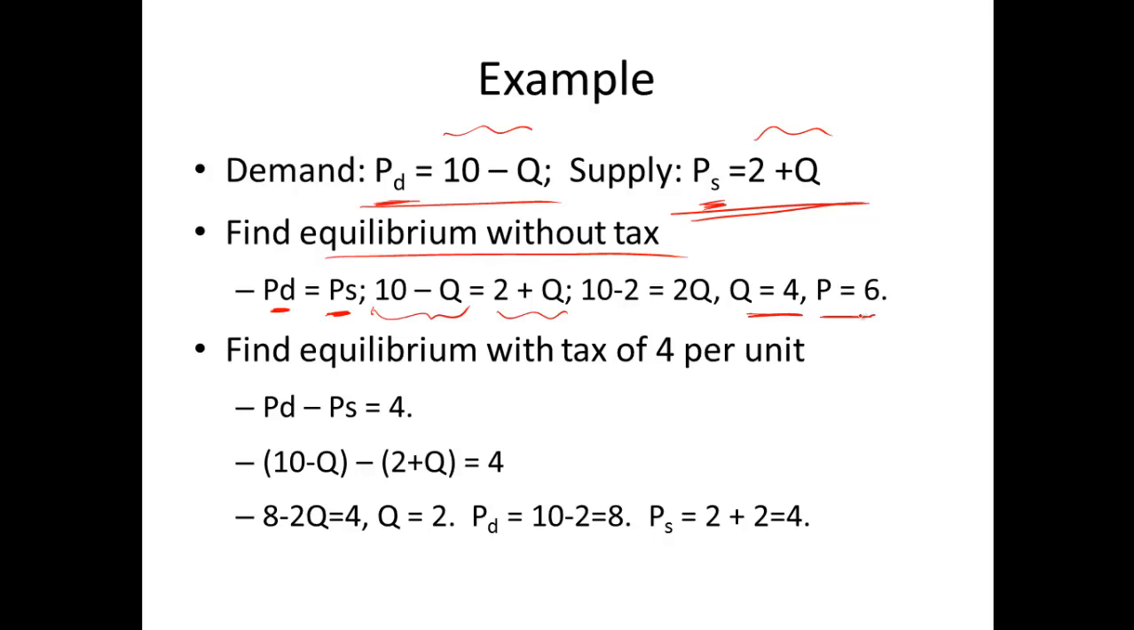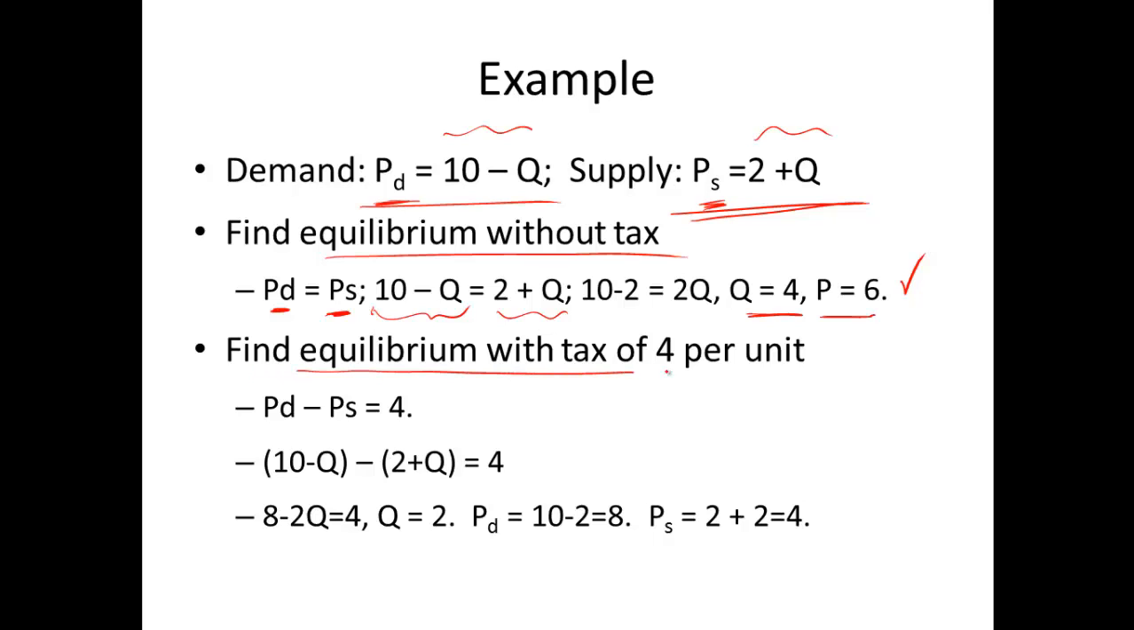Now, how do we get P equals 6 from Q equals 4? And let me mention this because it becomes a little different when there is a tax. So take the demand curve. Q equals 4, then PD equals 10 minus 4, and that's 6. You could also get it from the supply curve. PS equals 2 plus 4, which is 6. So it's 6 either way, and it's correct. But now let's add the tax.